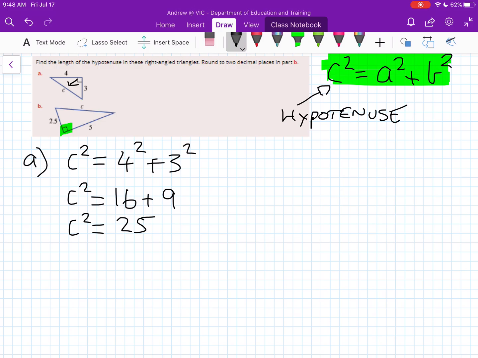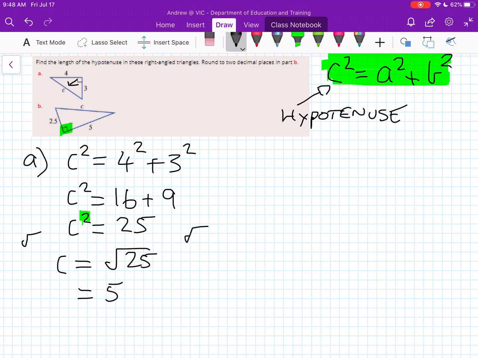To get rid of a squared now, this is the trick that you just need to remember. To get rid of this squared value up the top here, we need to square root both sides. So we're left with C, and that's our side length, is equal to the square root of 25. So what number multiplied by itself equals 25? Hopefully you identify this as 5. So this is how you go about doing this question here.